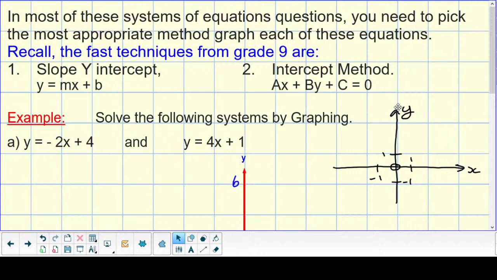In most of these questions, you need to pick the most appropriate method to graph each of these equations. The two methods are slope y-intercept form or two intercepts. After we've done graphing, when you have a choice of how to do the solution, don't use graphing. Graphing is the worst way of solving. It's not a good method. The algebraic methods are much better, and I would argue faster.